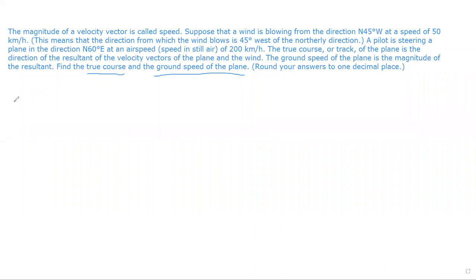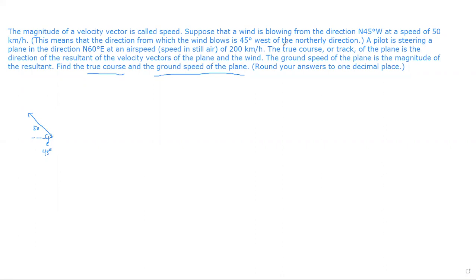So let's first draw these vectors. Okay, so 45 degrees northwest at a speed of 50 kilometers per hour. That looks something like this. I'm going to write 50 here. 45 degrees northwest looks like that. So that theta is 45 degrees. And we want the resultant.